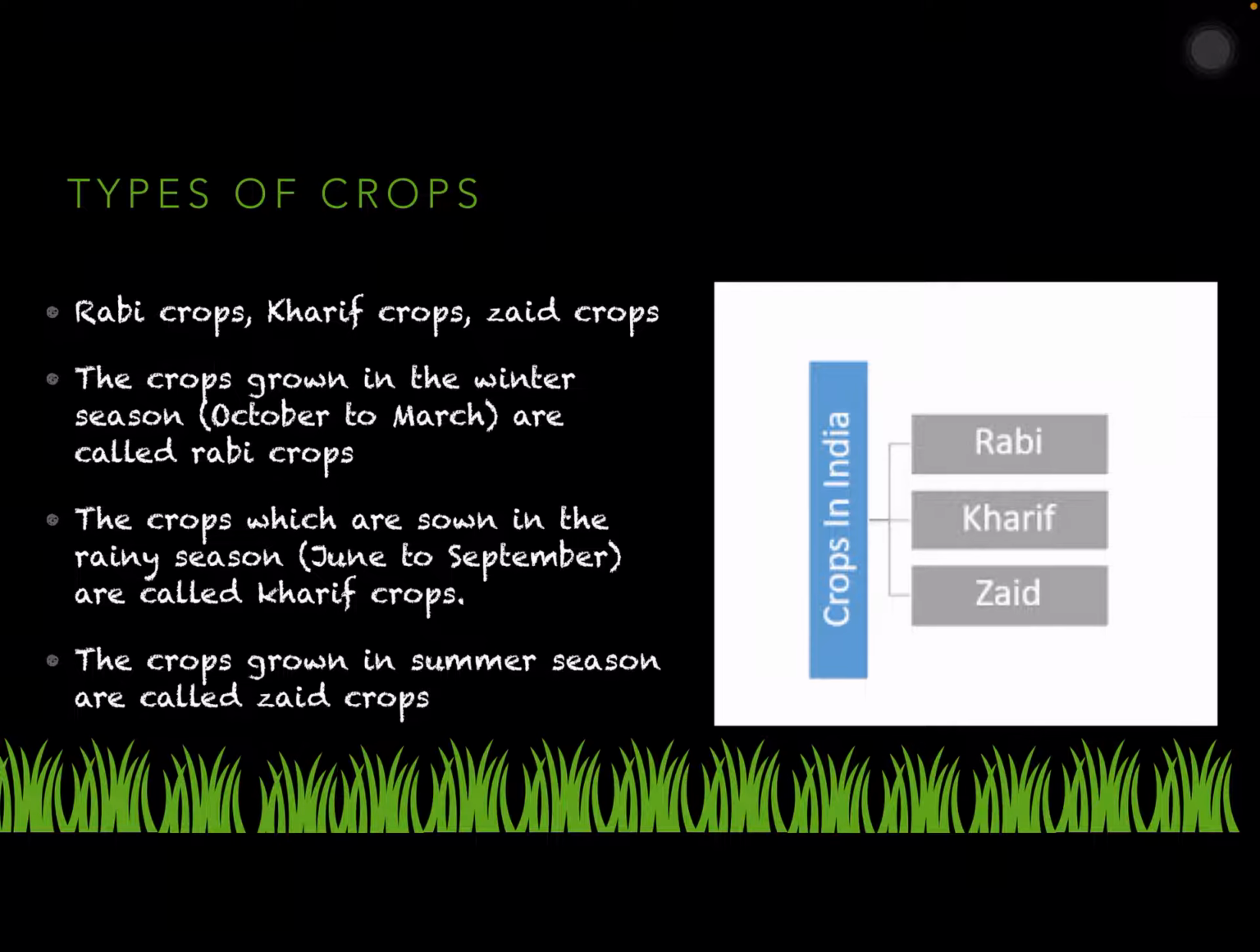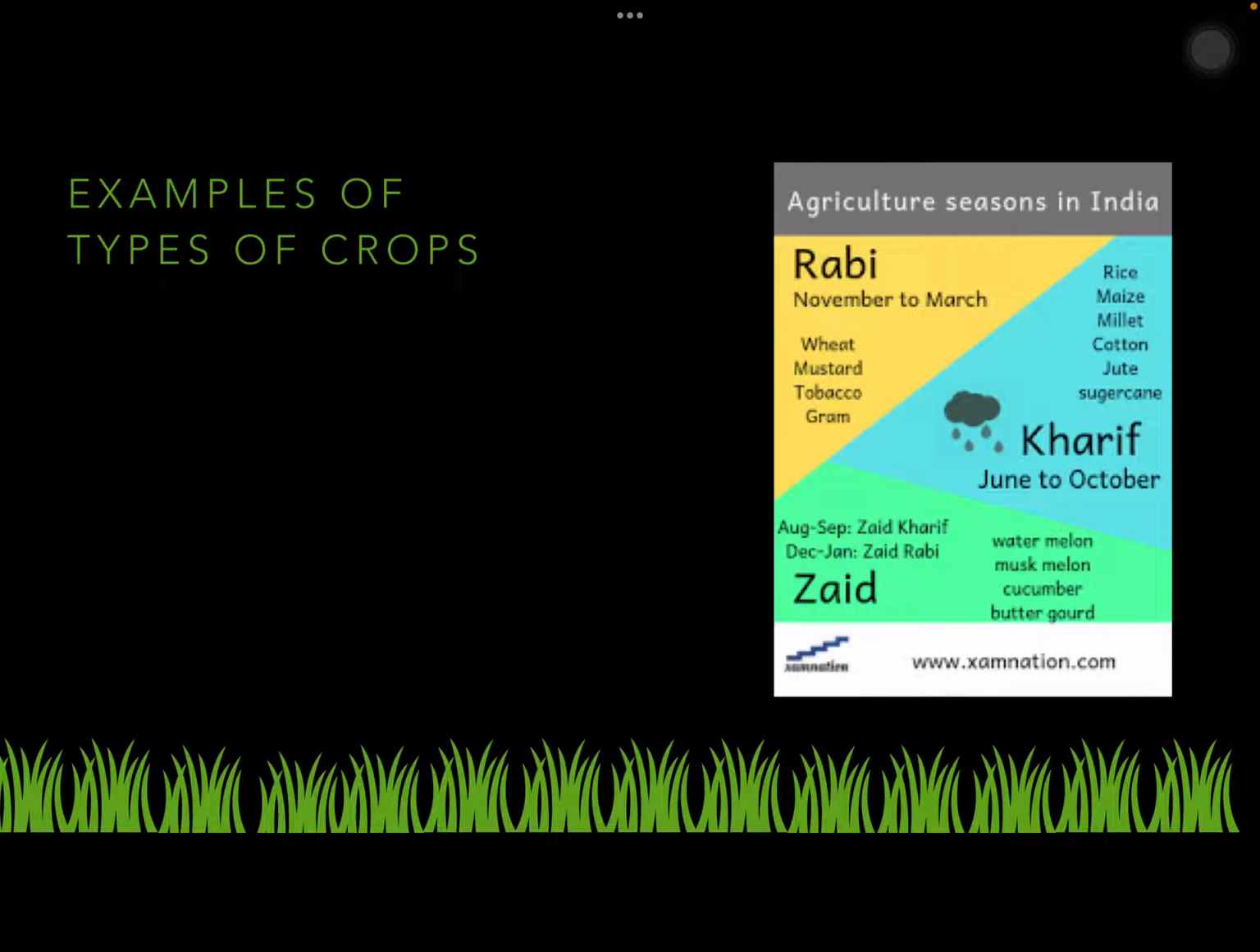Don't worry, we will be seeing detailed examples in the upcoming slides. The crops which are sown in the rainy season are called Kharif crops. They are sown in the month of June or July and harvested in the month of September, October. The crops grown in the summer season are called Zaid crops.